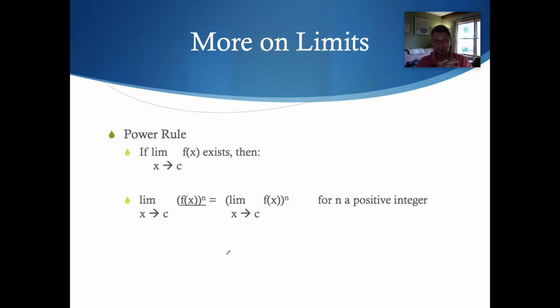Now, last but not least, we have what's called the power rule. If the limit as x approaches c of f of x exists, then the limit as x approaches c of f of x to the nth power is equal to the limit as x approaches c of f of x, all to the nth power, as long as n is a positive integer. You're not taking a root or an inverse. So the limit as x approaches c of f of x to the nth power is equal to the limit as x approaches c of f of x all to the nth power. And that's the power rule here.